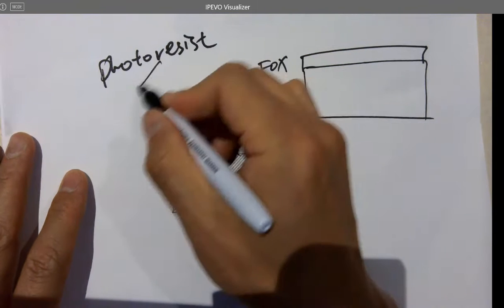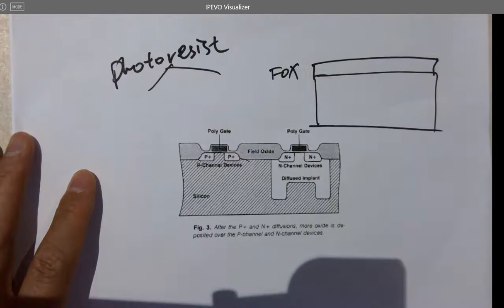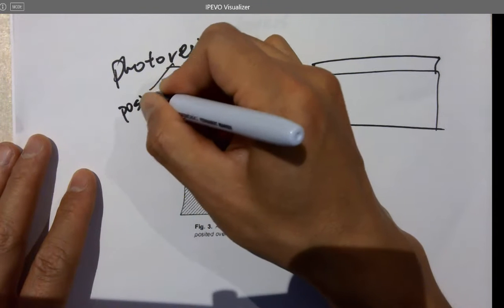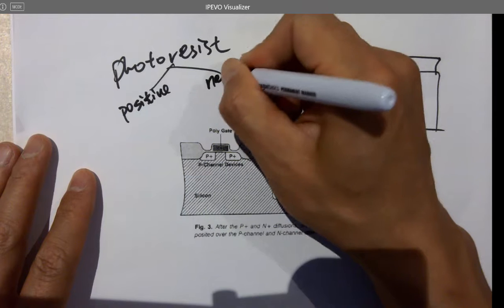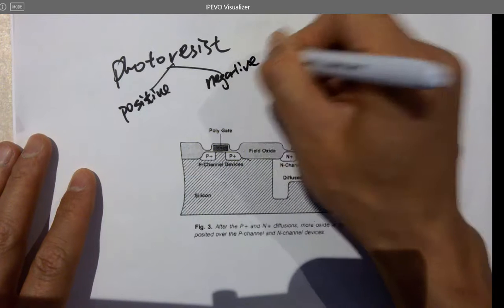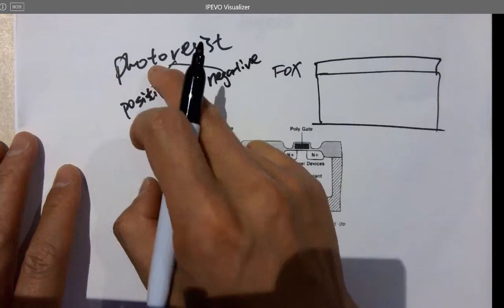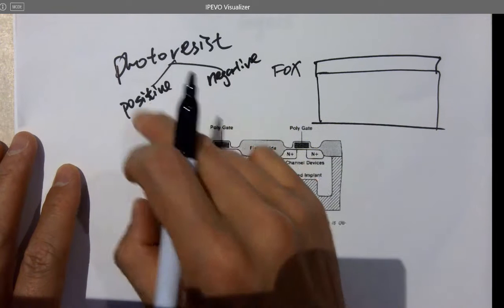So there are two types of different photoresist materials. One is called the positive photoresist. Another one is negative. So in the semiconductor industry, they usually use a positive photoresist instead of negative. So what's the difference over here?